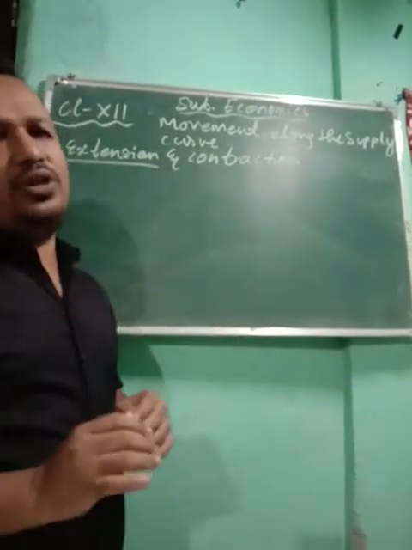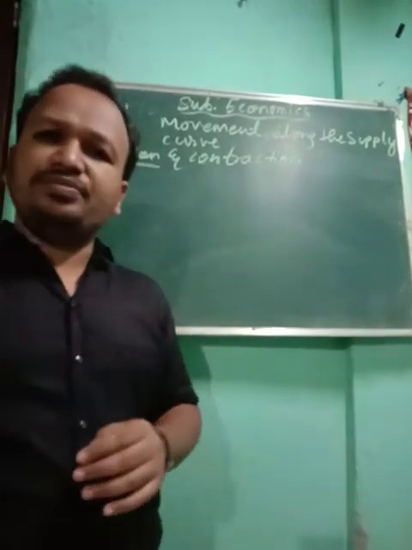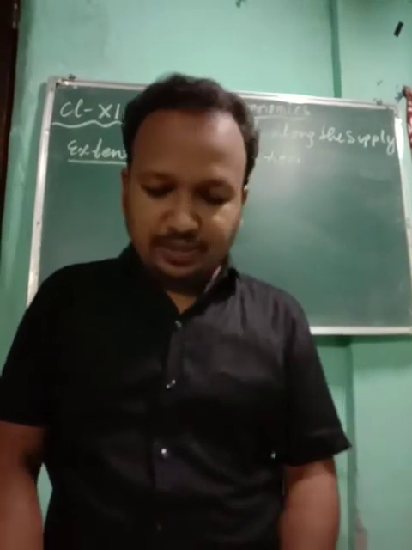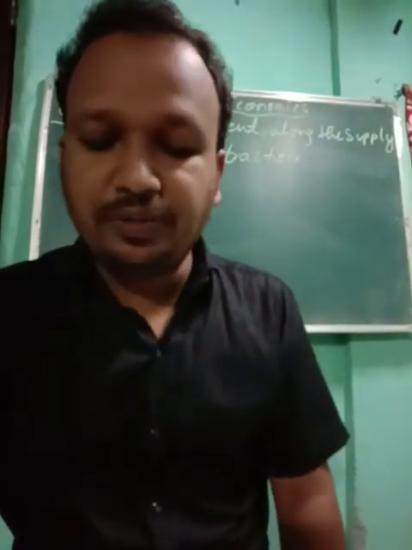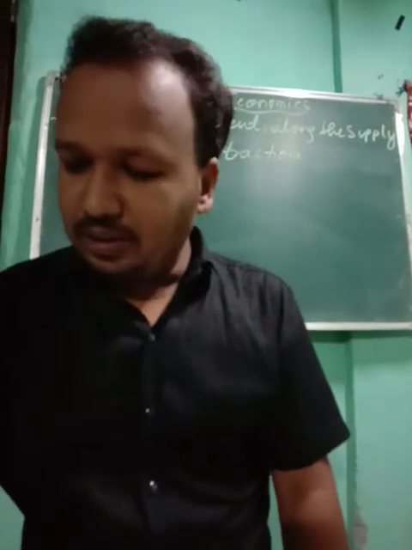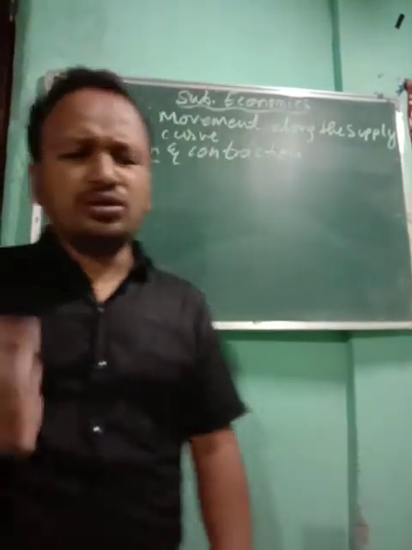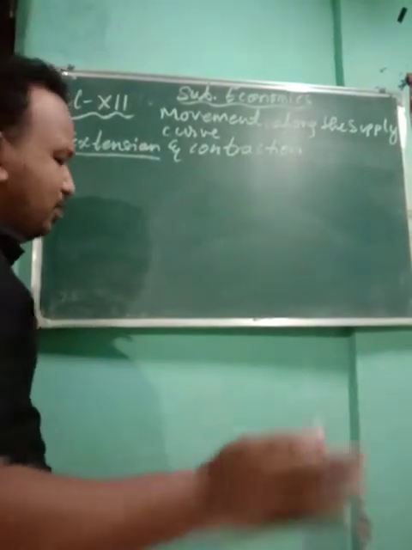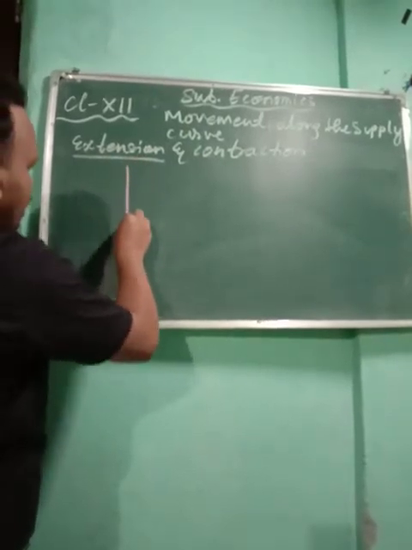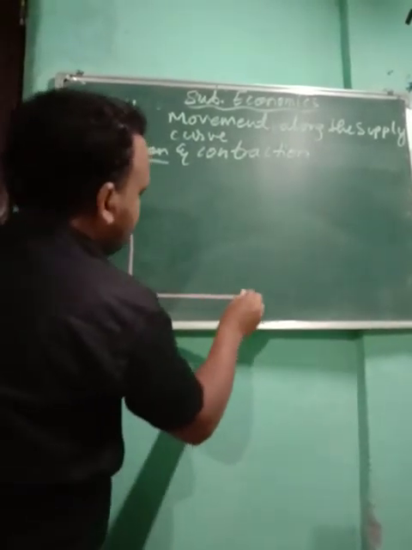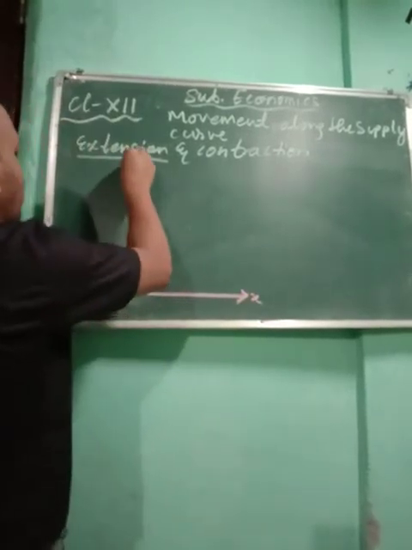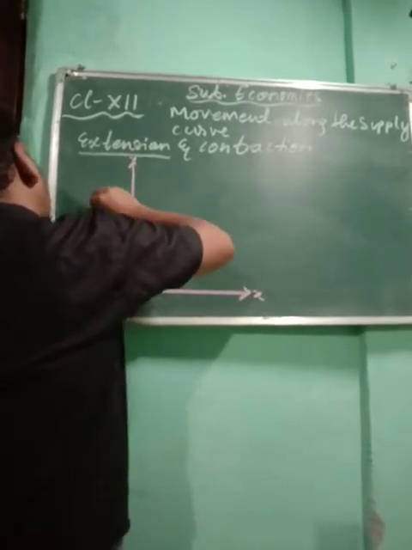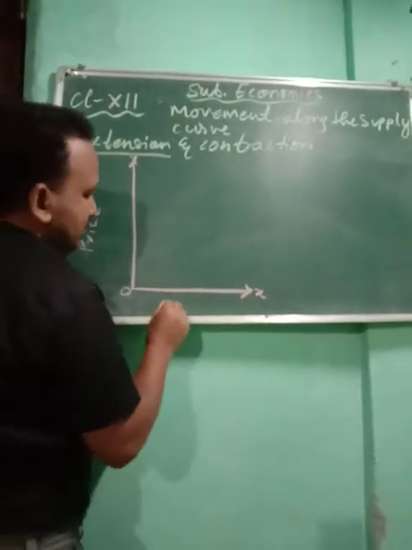You just have to keep the law in your mind. When price increases, supply will increase. When price falls, supply will fall, other factors remaining constant. This law you always have to keep in your mind. This will make the concept very clear. So first we are going to do extension in supply. In extension in supply also, you have to make the diagram: x-axis and y-axis, with 0 common. On the y-axis you write price, on the x-axis quantity.